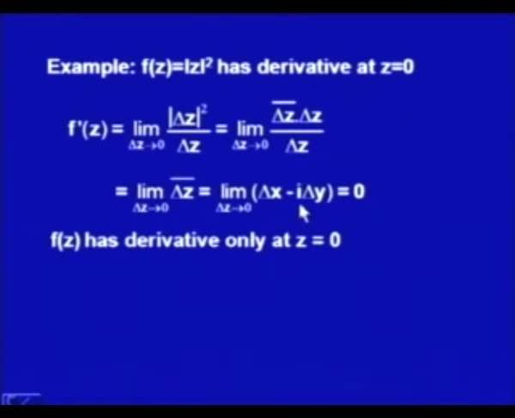This is independent of path; whatever path we choose for Δz tending to 0, this limit will be 0. So, we can say that f(z) has a derivative only at z = 0. This will happen only for z = 0, but at no other point, and we say this function has a derivative at z = 0, but it is not analytic at z = 0.